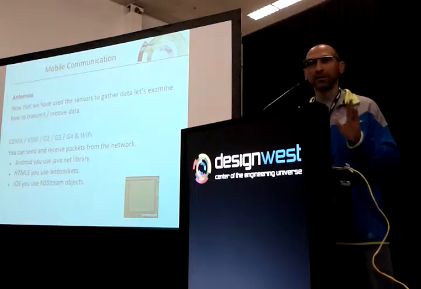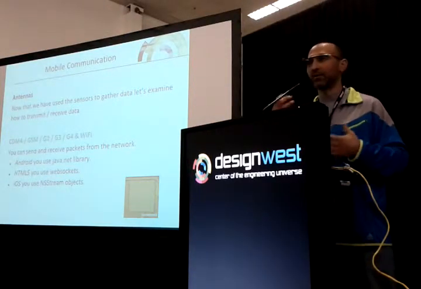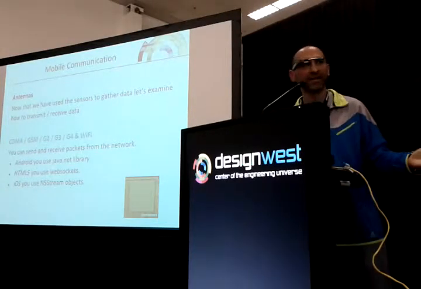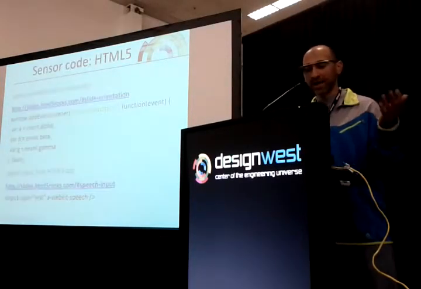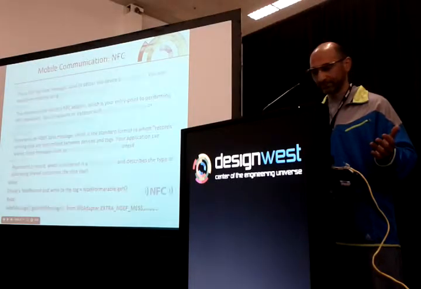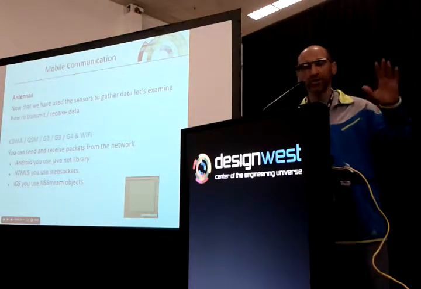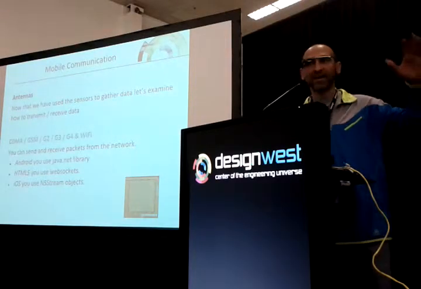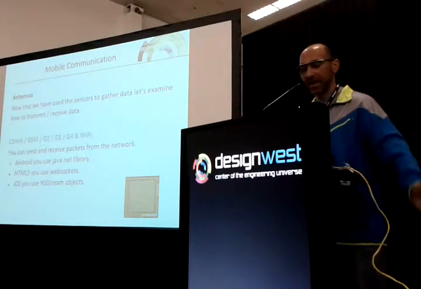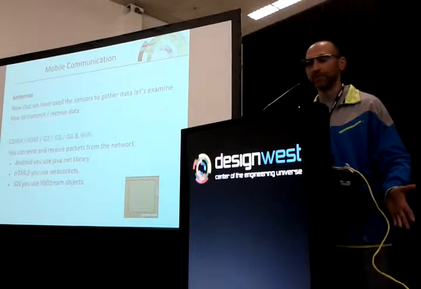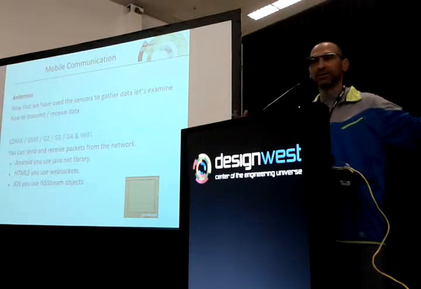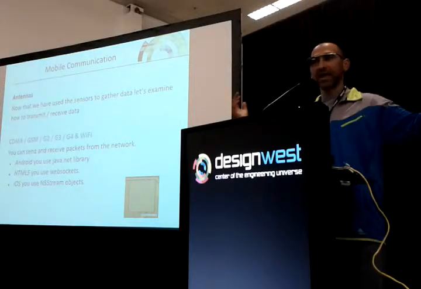Now, I just want to talk a little bit about how you get that information from the phone, from those sensors, out to whatever devices you need to get them to. On Android, you use the Java net, so it looks just like a socket. HTML5 has these things called WebSockets, and iOS uses NSStreams. So now we've gathered our information from the sensors, and now we can communicate it out to the world.